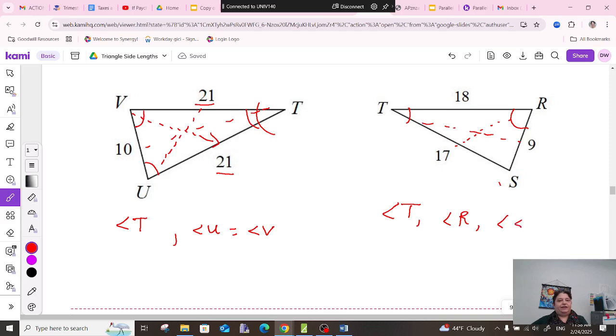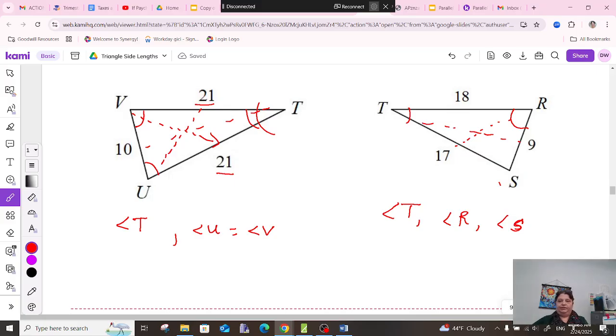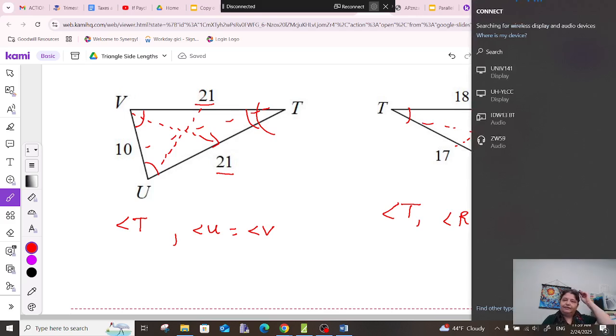S. Because, oh, why is it doing that to me? Interesting. Angle S. We must have had some type of glitch in the internet. 140 isn't coming up yet.